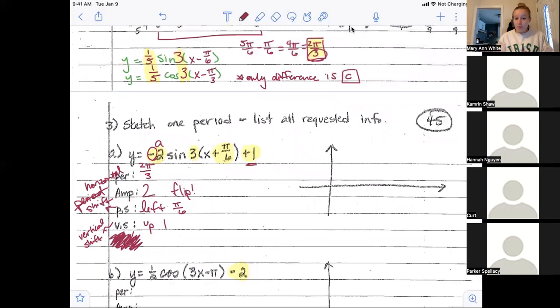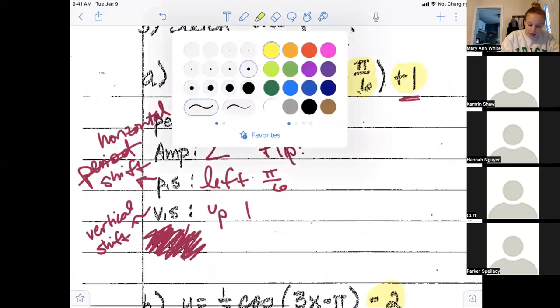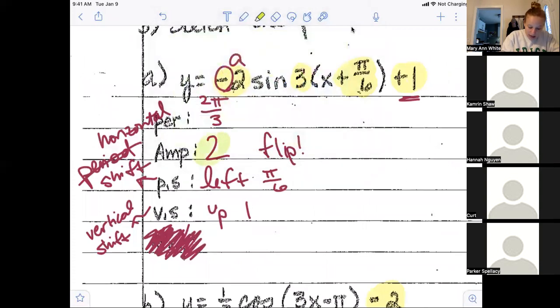Okay, now I'm going to move over to my graph and we're going to start labeling my axes. I'm going to argue that your y-axis is the easiest one to do. What affects your y-axis is your amplitude and your vertical shift. So before we had done a vertical shift, if amplitude was 2, we would know that we're going from +2 down to -2. You guys wouldn't argue with me. You would have already had that labeled.